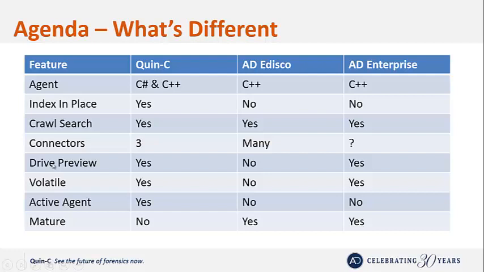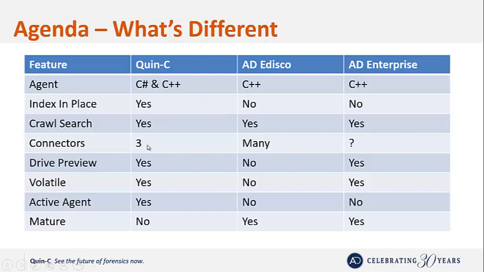As you can see right below, we also support in Quincy the crawl search, which is the type of search used by eDisco and Enterprise. So if you're really happy with the way this search works and just want to stay with it, fine. That's something we want to enable.